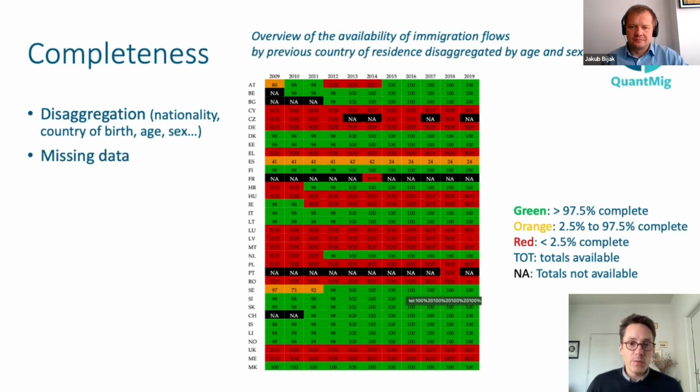This example shows the availability of immigration flows disaggregated by age and sex. Using a color scheme, we can easily visualize where and when data are complete in green, partially complete in orange, highly incomplete in red, or totally missing in black, as well as the percentage of completeness indicated by the numbers. We produced several tables such as this one for different migration flows and variables of disaggregation.